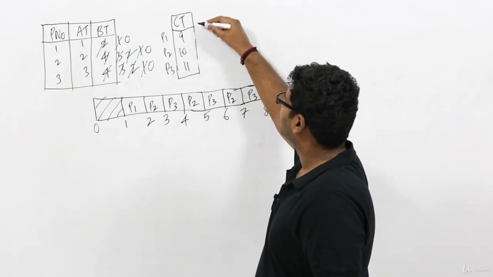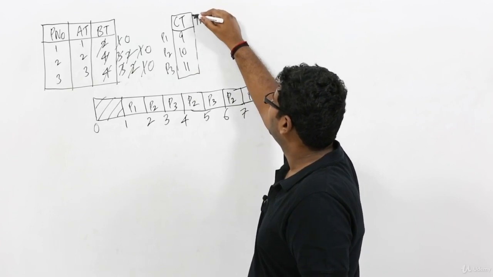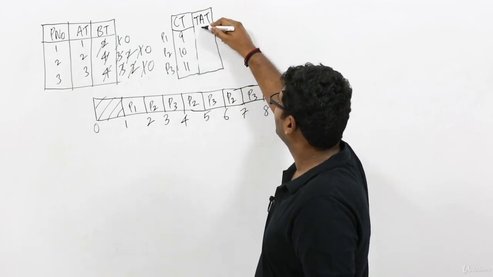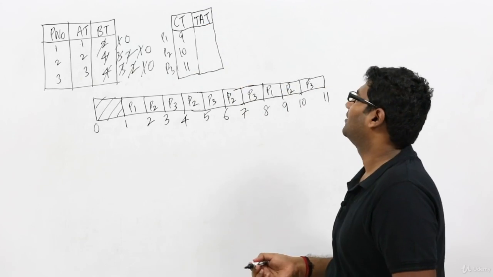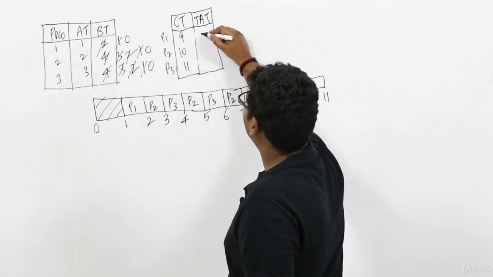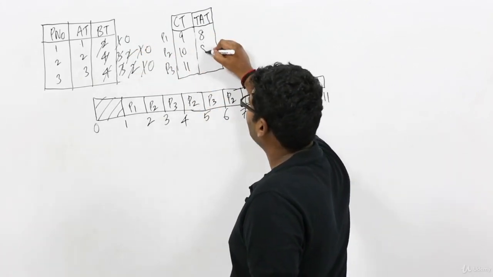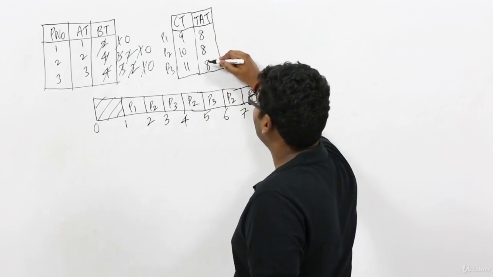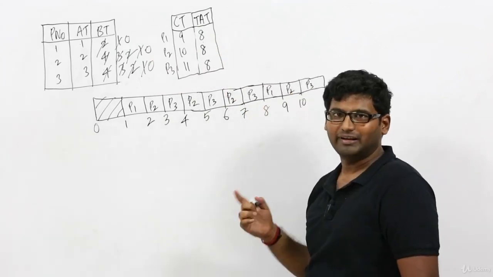Fine. Now let's compute the turnaround time. Turnaround time equals completion time minus arrival time. So 9 minus 1 is 8, 10 minus 2 is 8, 11 minus 3 is again 8. So the average turnaround time is definitely 8.